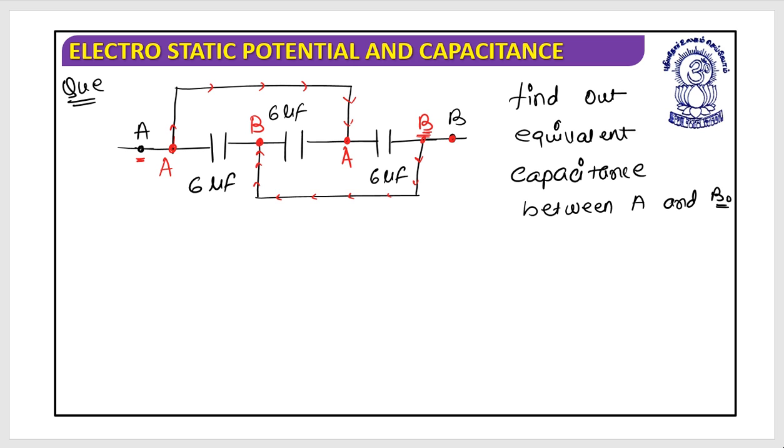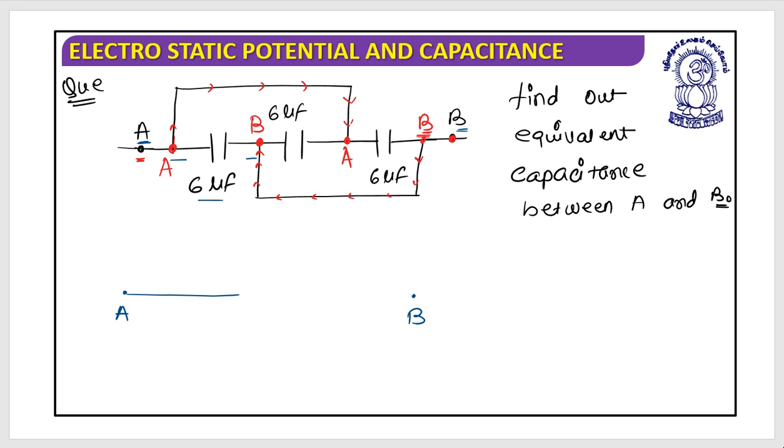Now what I need to do is reconstruct this circuit so that it shows whether these are connected in series or in parallel. So how can I reconstruct it? When you need to find the equivalent capacitance between A and B, put them on the end parts of the circuit, then start making the circuit. I must have one capacitor between A and B, and it must have a value of 6 microfarad.